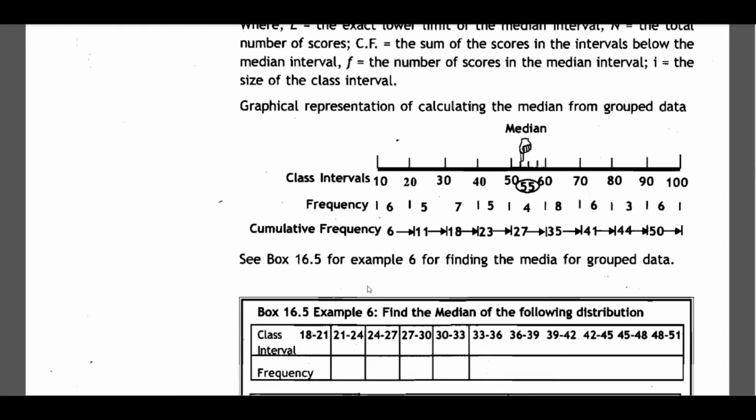Graphical representations: calculating the median from grouped data. So there are class intervals. In grouped data we see how many items fall in each, like 6, 5, 7, 5. Between 10 and 20 there are 6 items, between 20 and 30 there are 5 items, like that. The cumulative frequency is that we add up all these: 5 plus 7 is 12, 11 plus 7 is 18, 18 plus 5 is 23, like that we get the cumulative frequency.